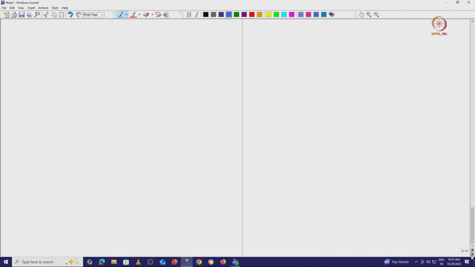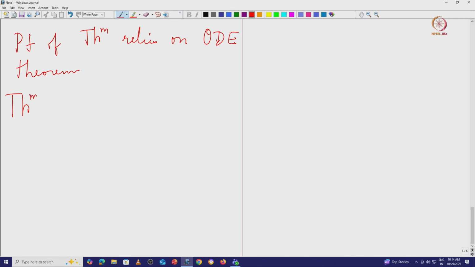Okay, so now let me prove the theorem. The proof of the main existence uniqueness theorem relies on the following ODE theorem. So this is the well known so called Picard-Lindelof theorem.